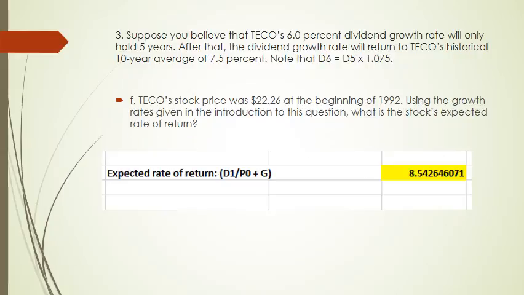For Part F of question 3, TECO's stock price was 22.26 at the beginning of 1992. Using the growth rates given in the introduction to this question, what is the stock's expected rate of return? To find the expected rate of return, I did dividend 1 divided by the beginning price plus the growth rate and ended up getting 8.54% as the stock's expected rate of return.